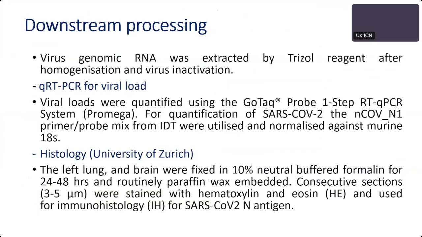This is a brief outline of downstream processing. We extracted RNA from lung, brain, and nasal tissue, and we did one-step RT-qPCR to identify the nucleocapsid N gene. We also standardized that against 18S, which is a housekeeping gene. We sent the left lung and brain after fixation to the University of Zurich for further pathology investigation for SARS-CoV-2 antigen.